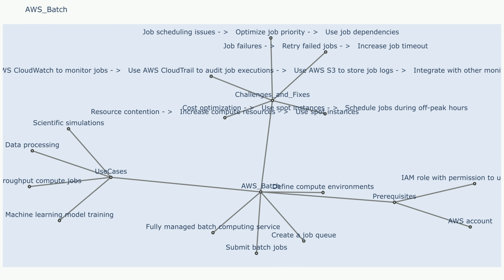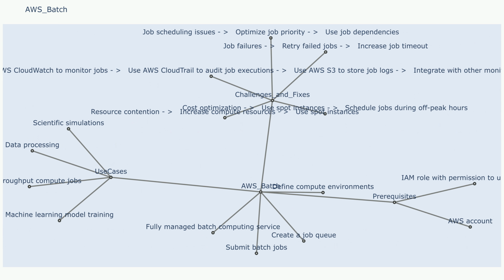Job scheduling issues. Optimize job priority. Assign higher priority to critical jobs. Use the job priority parameter in the job definition. Consider using a job priority queue for efficient scheduling.